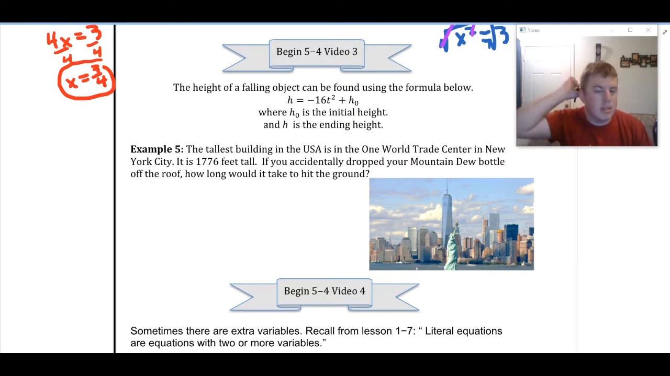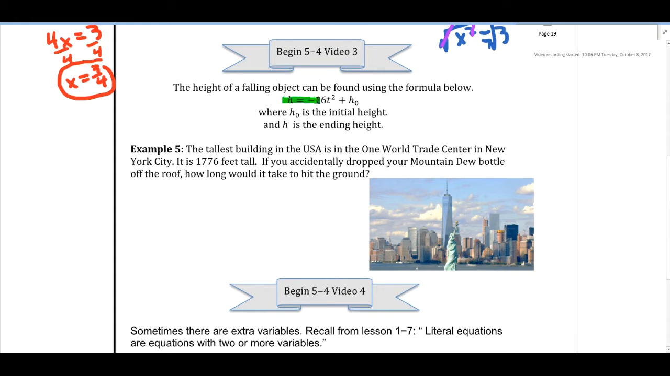So, you may have seen this formula in science class, but we have a formula that represents the height of a falling object. That's if you were just standing there and letting something go. That would be the formula that we would use to model this. We're going to use a slightly different one for any projectiles that we're throwing up into the air, but when we're just dropping it, this is going to be our go-to formula.